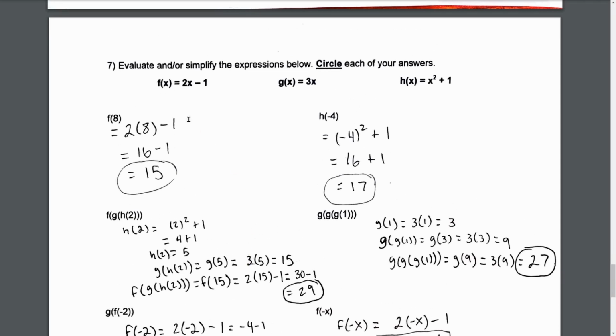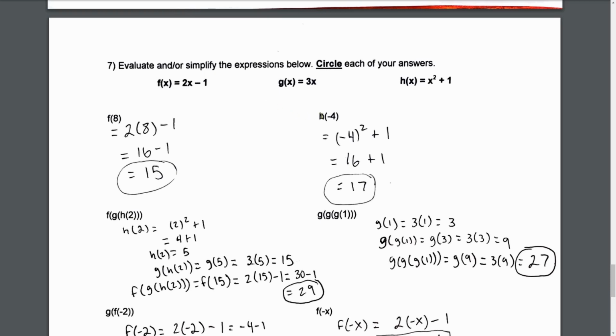Alright, finally we have problem number 7. We're given three functions here. We have f of x, we have g of x, and we have h of x. So it says evaluate and or simplify the expressions below. So we have f of x is 2x minus 1, and we're evaluating at f of 8. So we plug in 8 into this formula. We get 2 times 8 minus 1. That's 16 minus 1, and that equals 15.